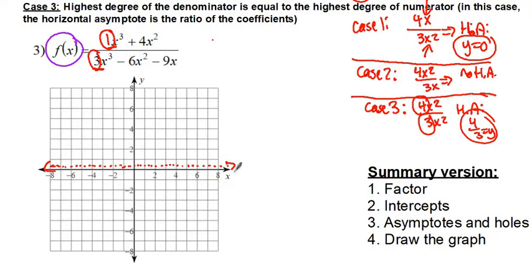So this, I'll just label this. This is our horizontal asymptote, y equals 1/3. HA stands for horizontal asymptote. Let's factor this. So the top has a common factor of x squared, and when we pull out an x squared, we're left with x plus 4.